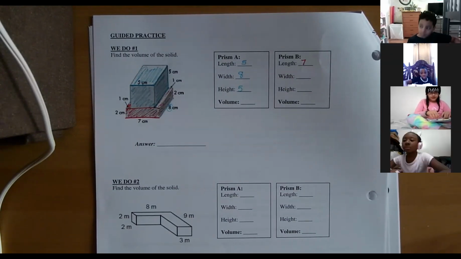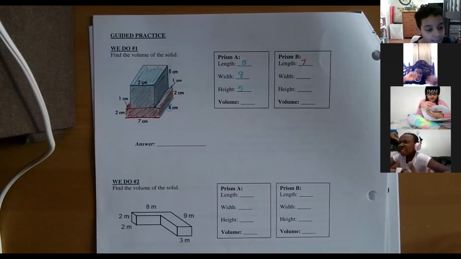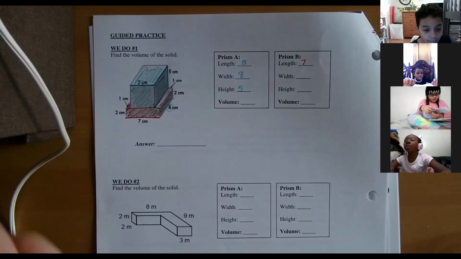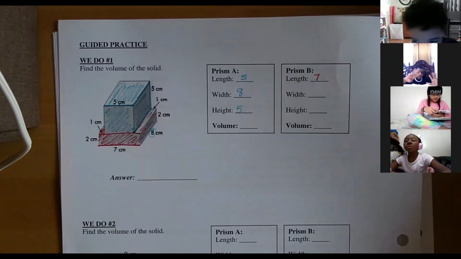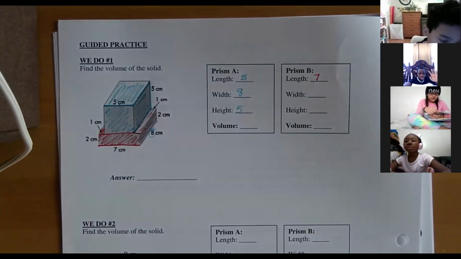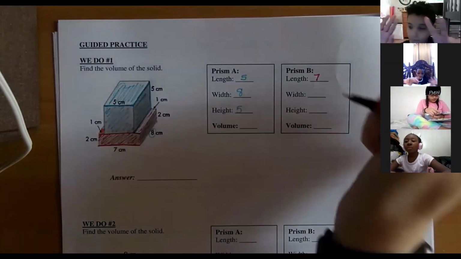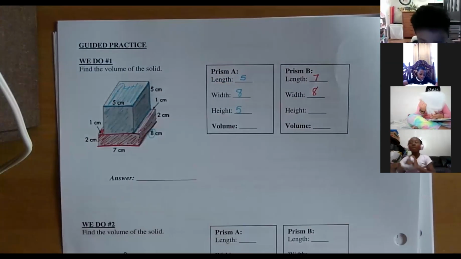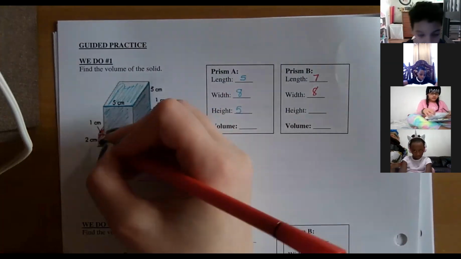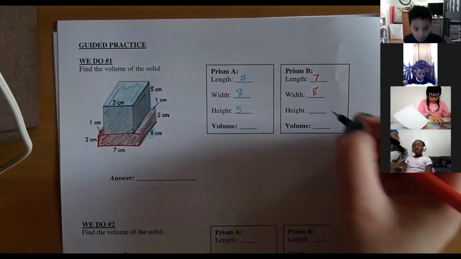Okay, Allison is counting it out. Isaiah, you're supposed to be showing me on your fingers. I'll make it a little bigger for you guys. What is the width of Prism B? Rayon's got it. The width of Prism B is 8. I can see it right here. Remember, I said it was the same as Prism A. And then the last thing I need to do is figure out the height. The height is labeled as 2 centimeters.